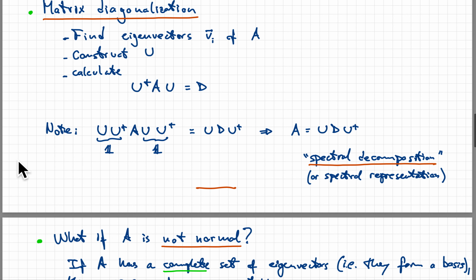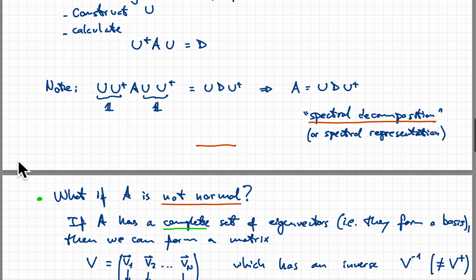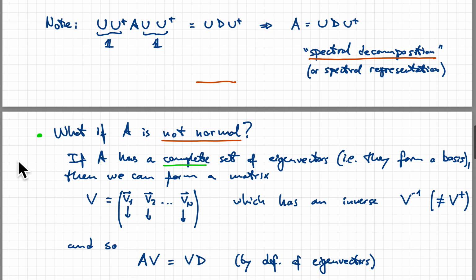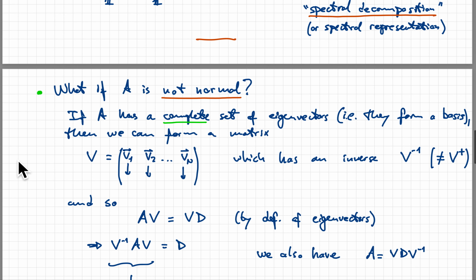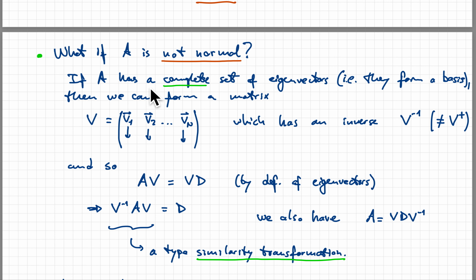Now, all this that we just saw is if the matrix is normal. So what if it is not normal? We saw an example of that last time. In general, if A is not normal, but we can somehow find that it has a complete set of eigenvectors, that is to say that the eigenvectors form a basis, then we can still form a matrix made out of the eigenvectors of the matrix in columns.